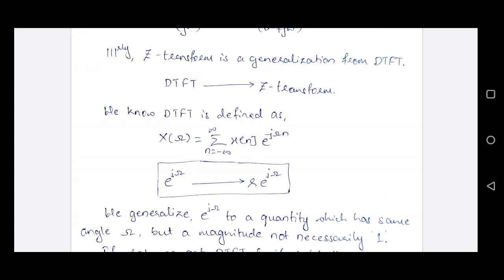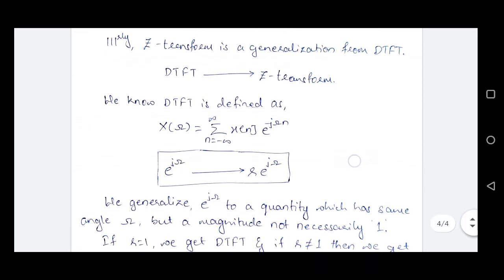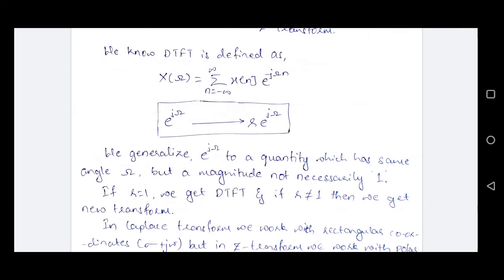Now the generalization here is that e to the power j omega is the exponential signal used for the discrete time Fourier transform, whose magnitude is 1. Now we'll generalize this to r e to the power j omega, which will be used for the Z transform. The magnitude r of the signal r e to the power j omega will not necessarily be equal to 1. That is the generalization of the Z transform here.